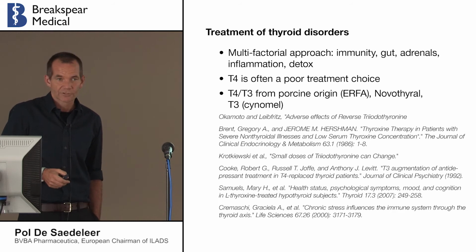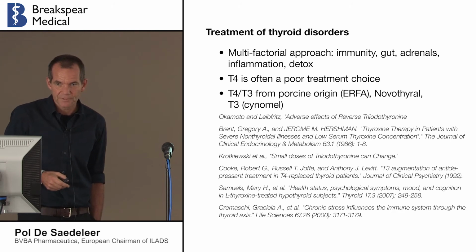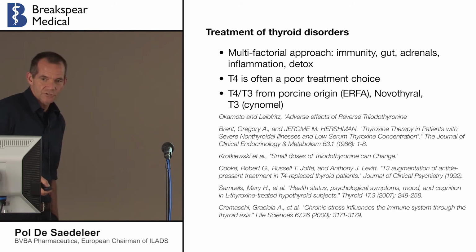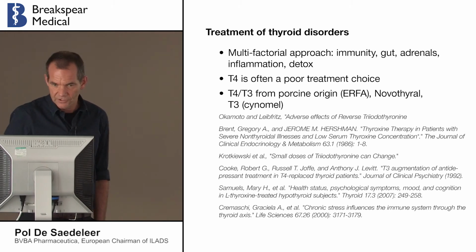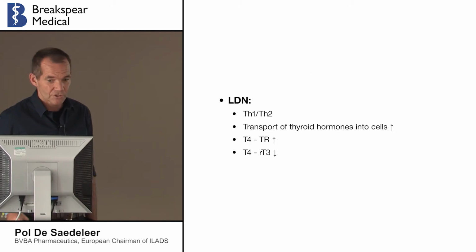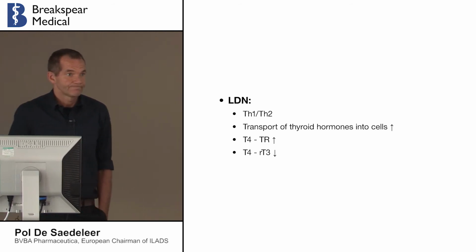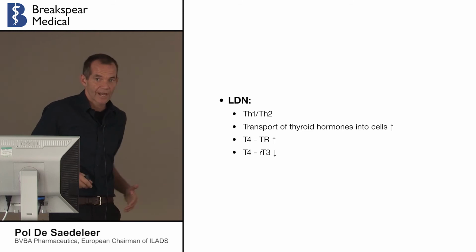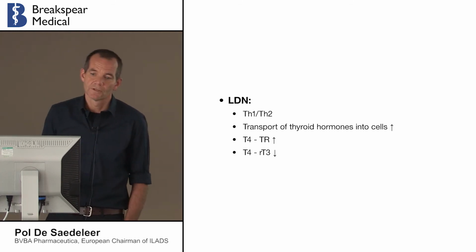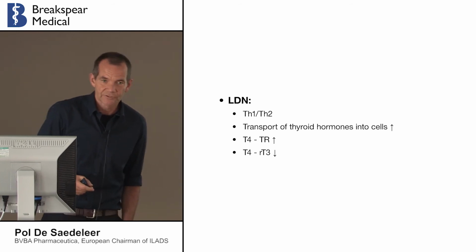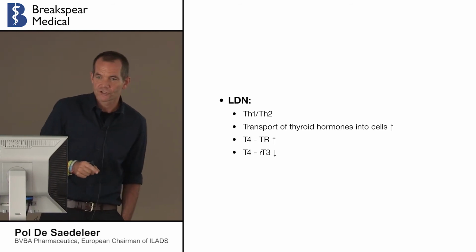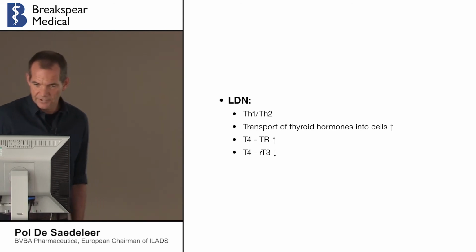So as an alternative, we have combinations T4, T3 from natural origin, from ERFA or Armour thyroid. Or we even have, in France it's registered, T3 Cynomel, especially in situations with high levels of reverse T3. But of course also LDN. LDN in these thyroid disorders to rebalance Th1, Th2, better transport of thyroid hormones on cellular level, better conversion T4, T3, and less reverse T3.